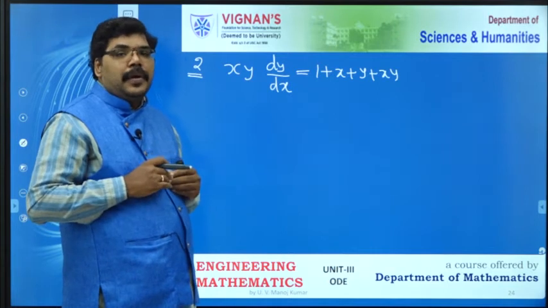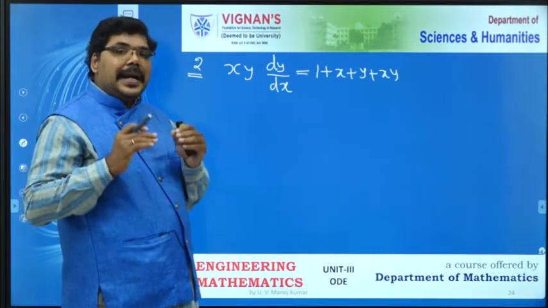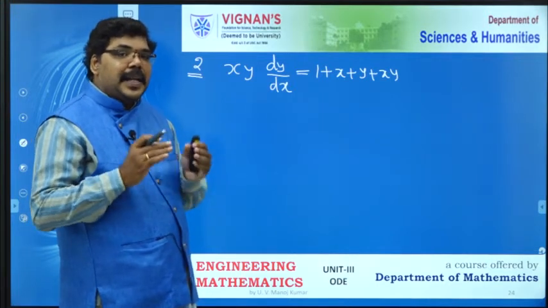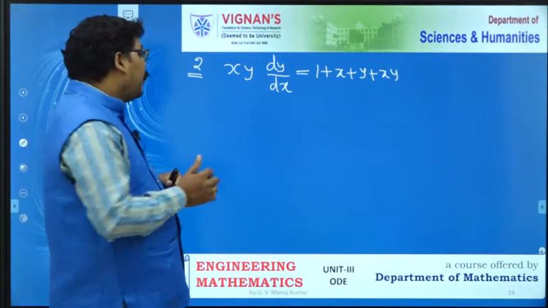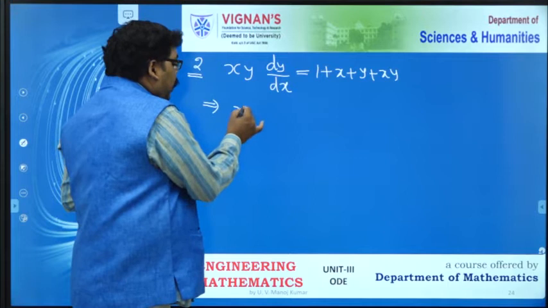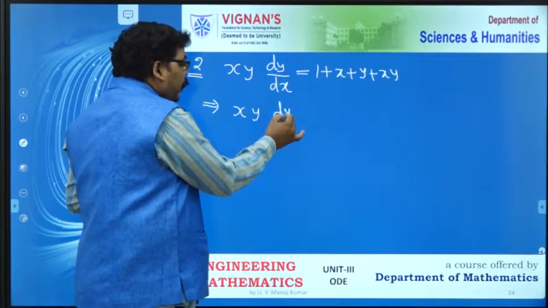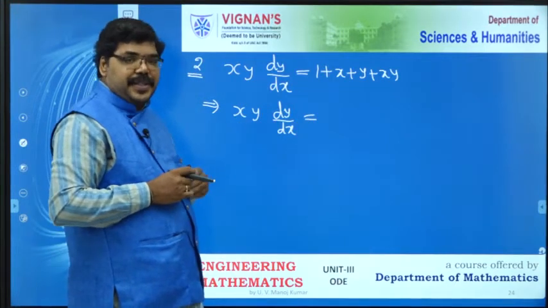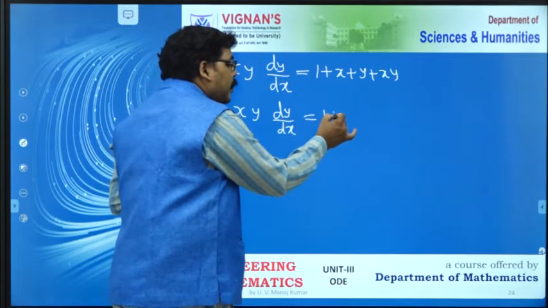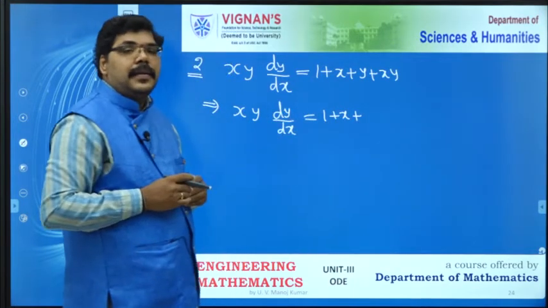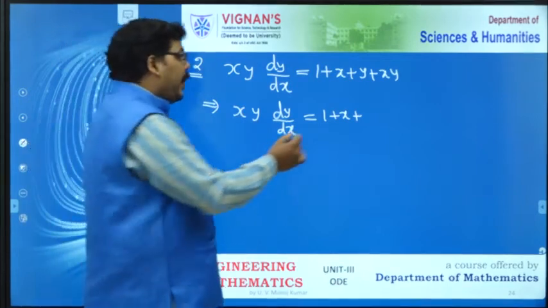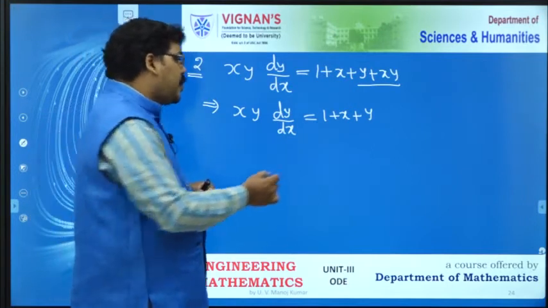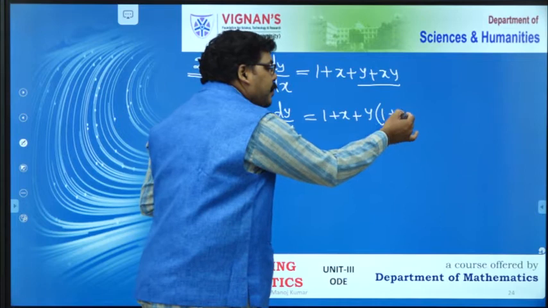So what do I have to do? I have to separate x terms and y terms, and all x terms are to be written on the side of dx and all y terms are to be written on the side of dy. So for that, I want to simplify the RHS. So 1 plus x plus, take y common. When I take y common from those two terms, I will get y into 1 plus x.